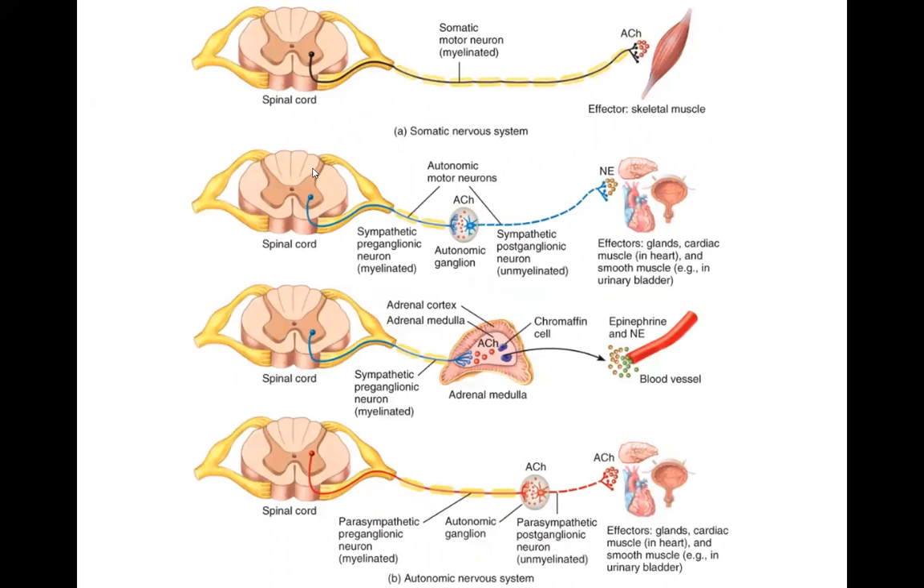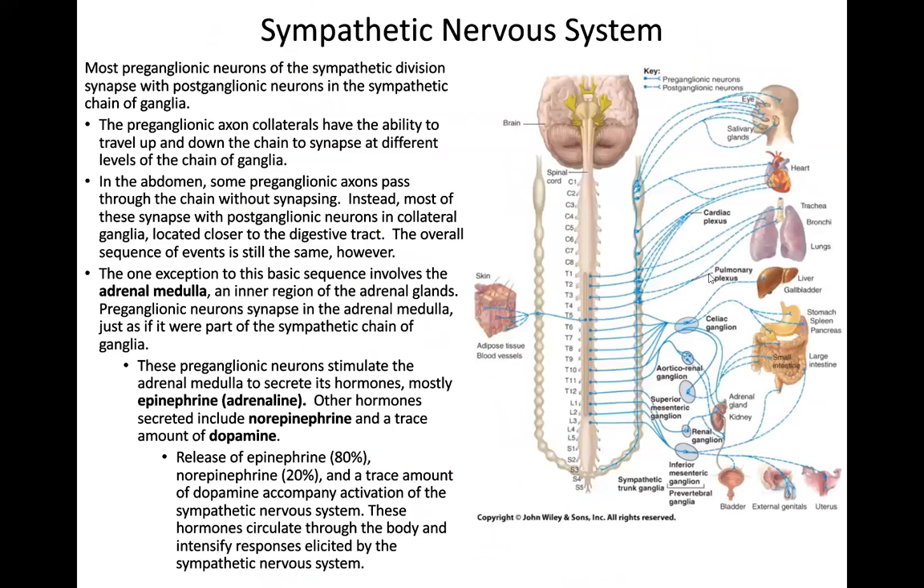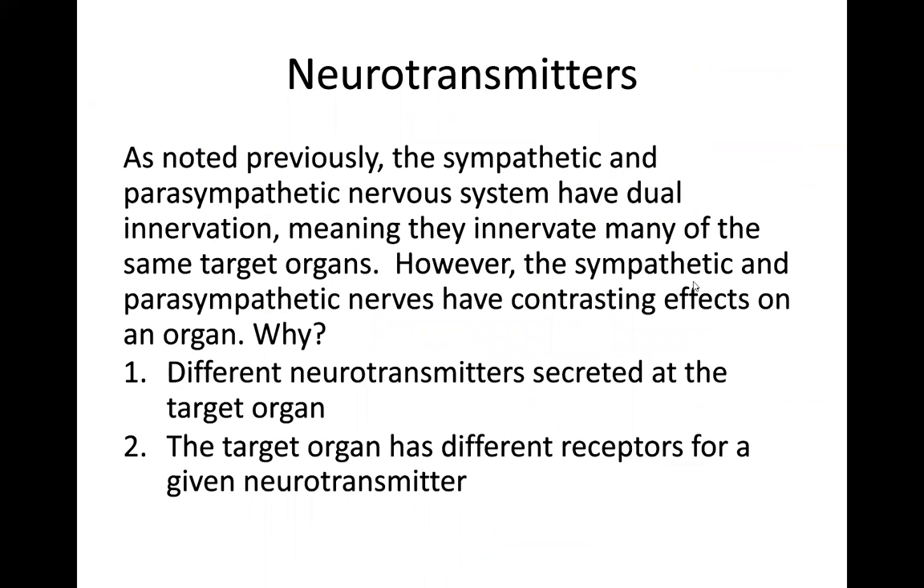I posed the question before we left class the other day: how does, for example, your heart know when to speed up when the sympathetic nervous system is active, and how does it know when to slow down when the parasympathetic nervous system is active? Well, it's all because of what we see here versus down here. The release of different neurotransmitters is going to be the big regulator and difference between the two, and that's what we'll start with today.